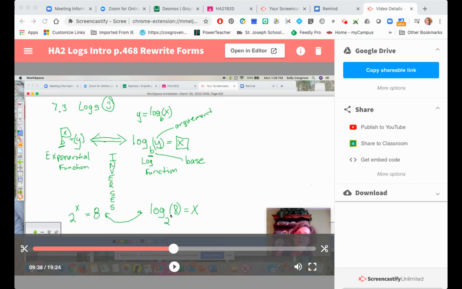So let's come over here. Okay, let's rewrite this in exponential form. So this is my base, log base 1/8 of 512 equals y. So I'm going to say 1/8 to the y power equals 512.